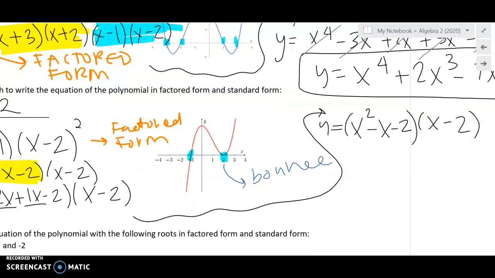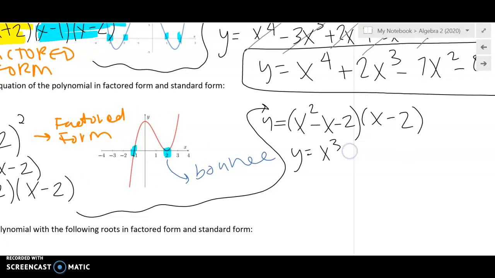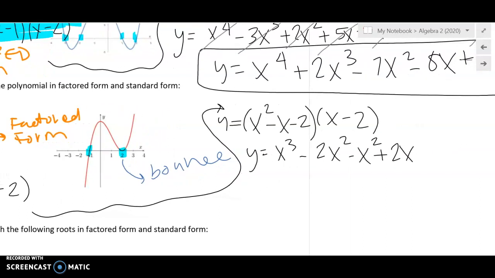And then I'm going to keep FOILing, keep multiplying. So when I multiply this, x squared times x is x to the third. Then I'm going to have negative 2x squared. Then I'm going to have negative x squared. Then I'm going to have positive 2x. Then I'm going to have negative 2x, and then I'm going to have positive 4. All I did was multiply through. And again, that was from a previous video.